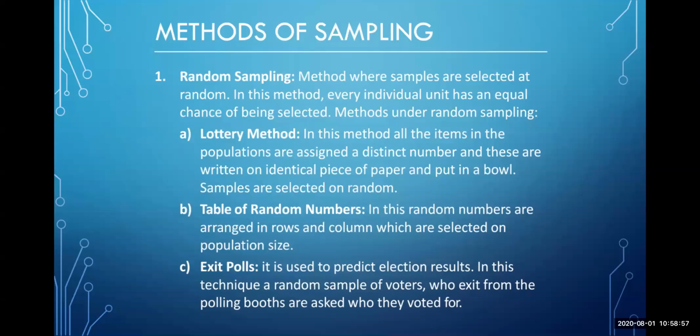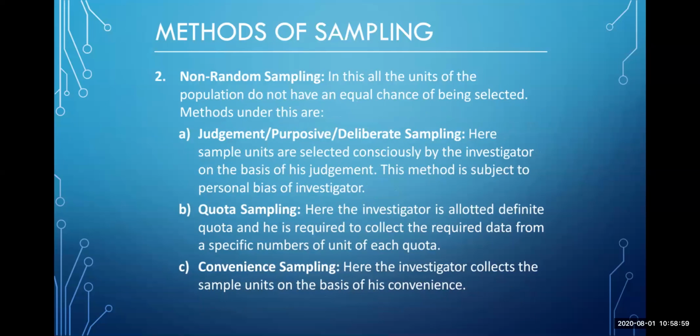The second is non-random sampling. Now, when we say non-random sampling, in this, all the units of population do not have an equal chance of being selected, like they had in random sampling. There are various methods under this also. One is judgment, purposive, or deliberate sampling. Here the sample units are selected consciously by the investigator on the basis of his judgment. So this method is subject to personal bias.